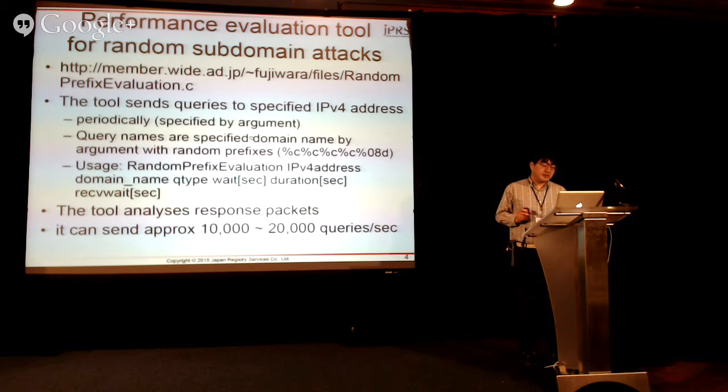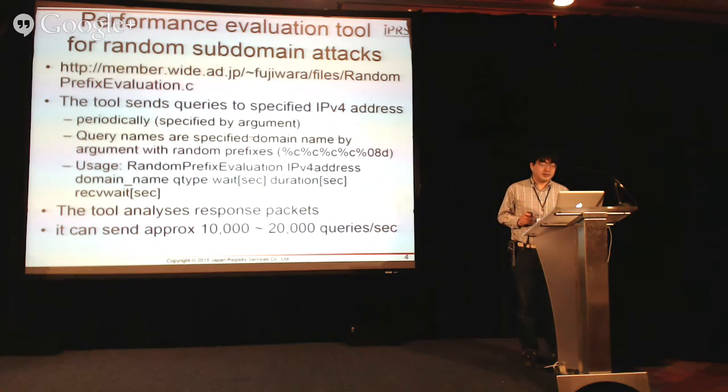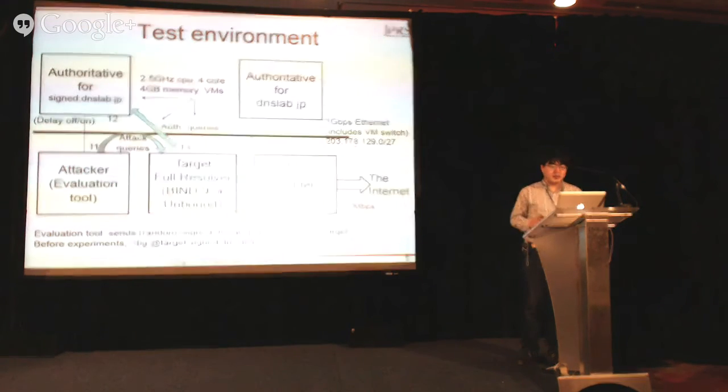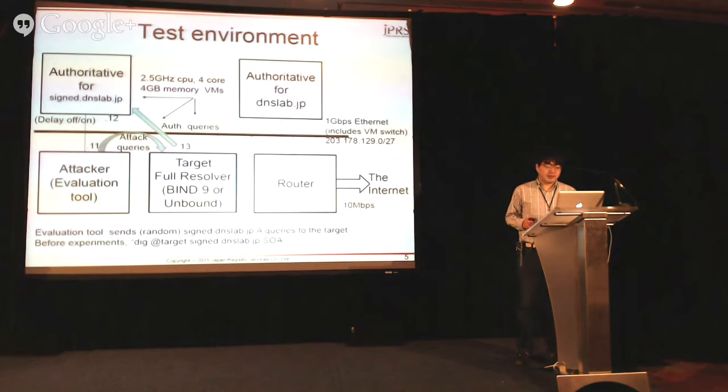And this is the usage. Random prefix evaluation, IP version for address, domain name, query type by number, wait by second, duration by second, receive wait by second. The tool analyzes all RCODEs of response packets. It can send approximately 10,000 to 20,000 queries per second.